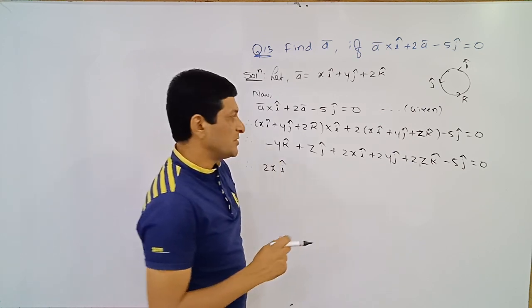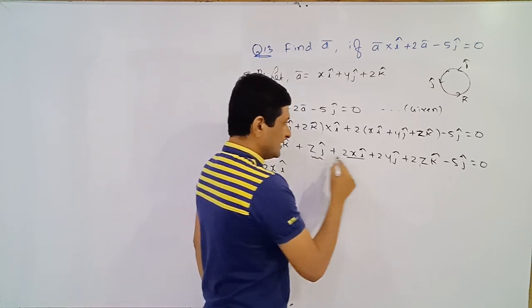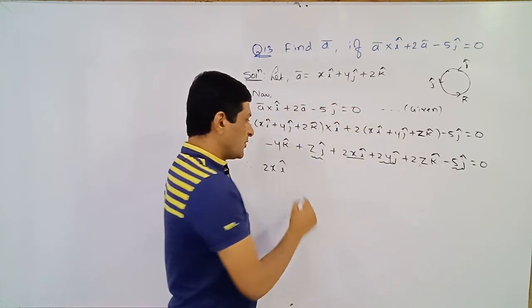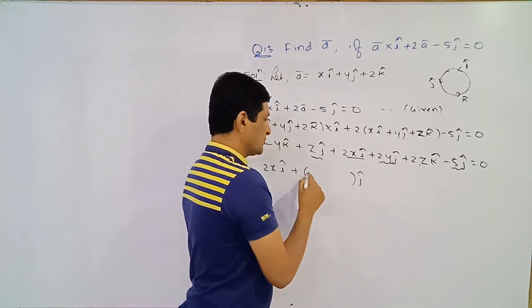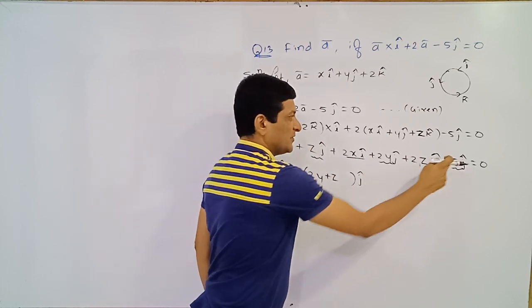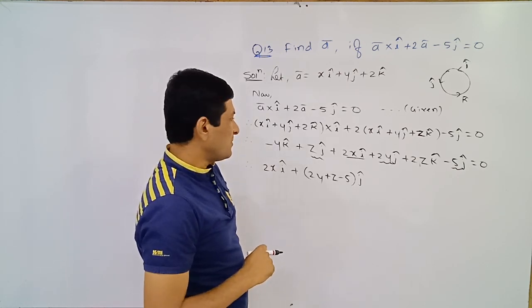Then collect the terms of j cap. We have already written this term here. Now terms of j cap: 1, 2, 3. Three terms of j cap are there. If we take j cap common from these three terms, here its coefficient is 2y, here its coefficient is z, and here its coefficient is minus 5.